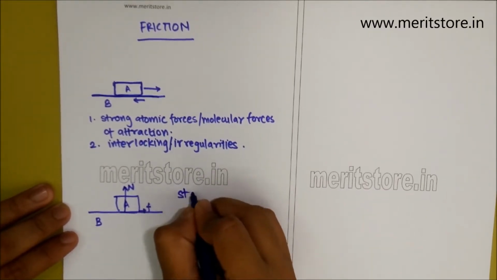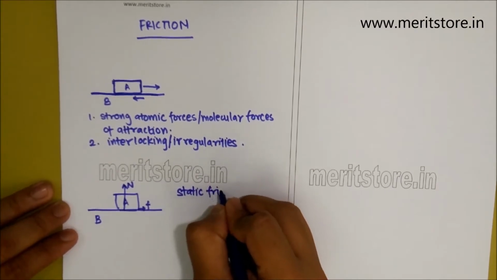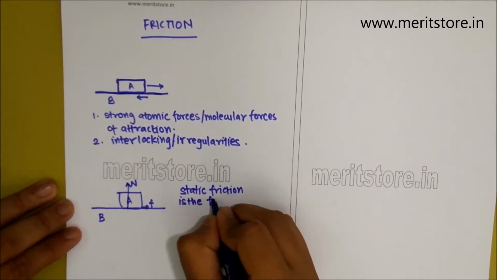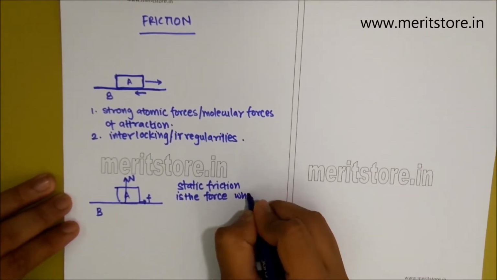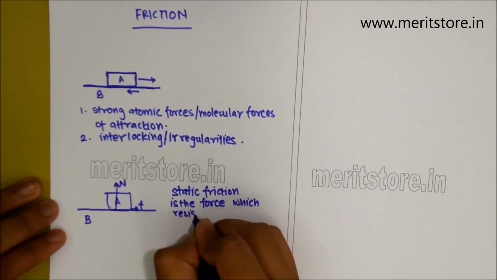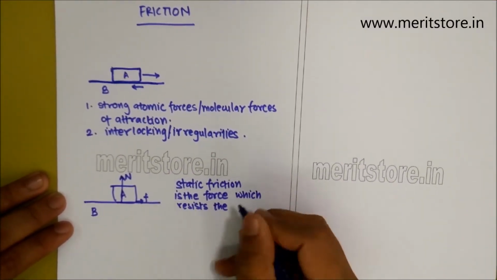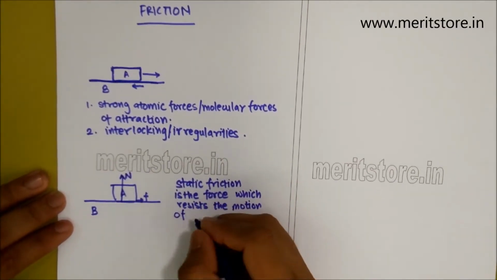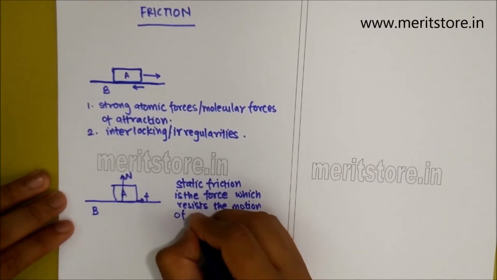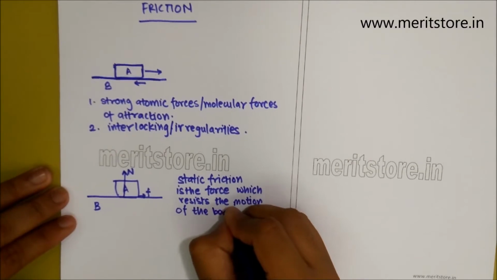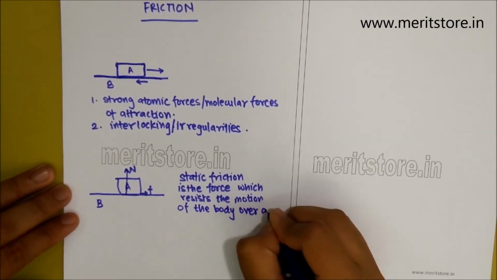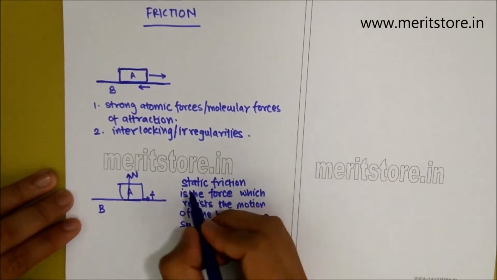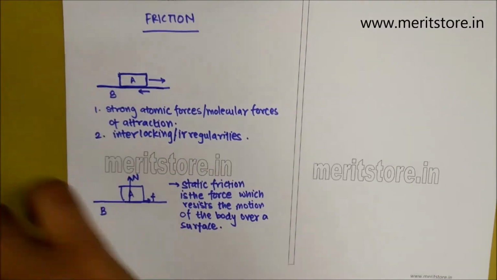So static friction is the force which resists the motion of the body over a surface. This force of static friction is a self-adjusting force.